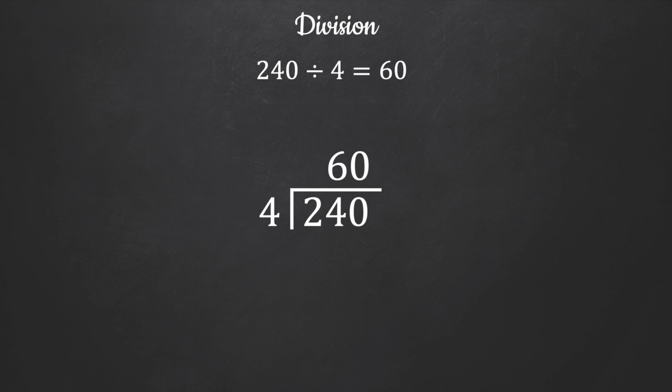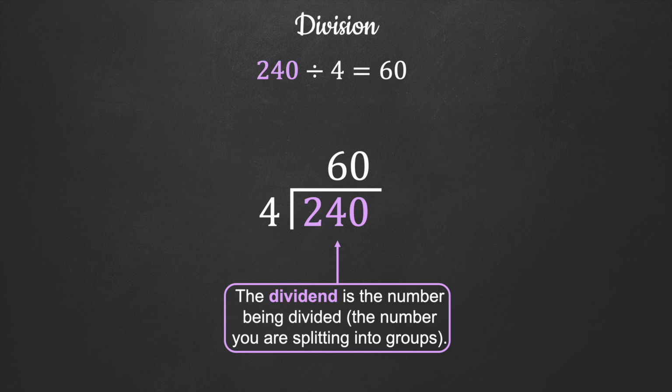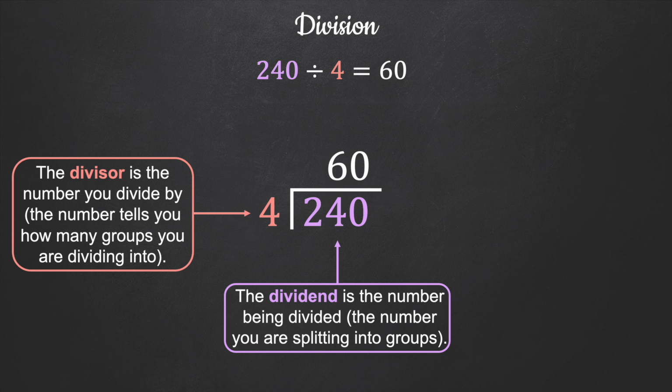Now that we've gone over the division, let's go over the different parts. We had 240 divided by 4, and we found out that that was equal to 60. So here we have the same problem using long division, except without the work on the bottom. And 240 is called our dividend. The dividend is the number being divided. So it's the number you are splitting up into groups. We're dividing this by 4, and 4 is called our divisor.